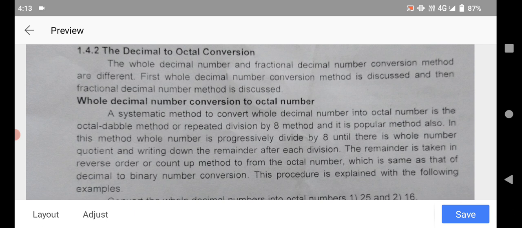A systematic method to convert a whole decimal number into an octal number is the octal-table method, or repeated division by 8 method. That means in this type of conversion of a whole decimal number into the octal number system, it is also known as the repeated division by 8 method. That means we keep dividing by 8 repeatedly. And it is a popular method.